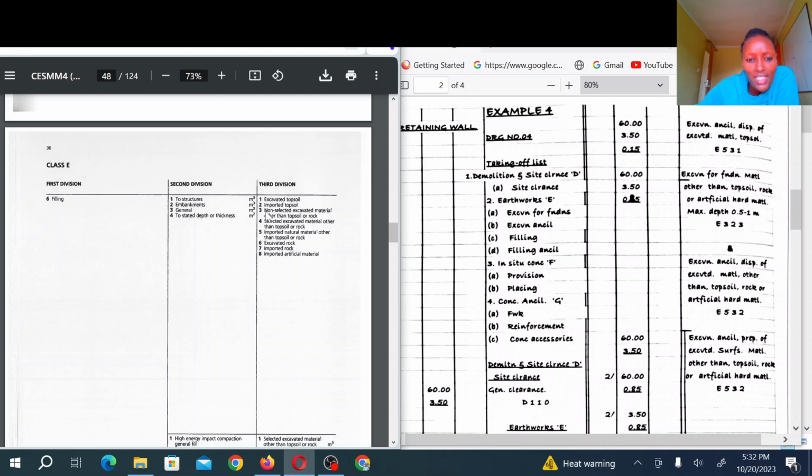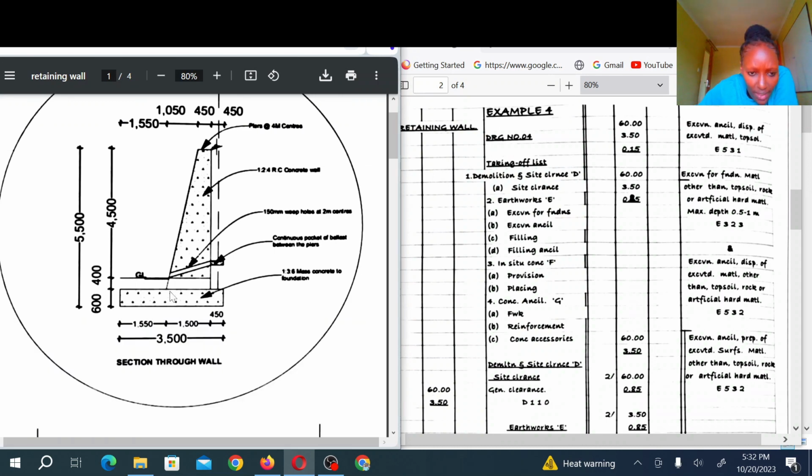It is filling to structures. It can be using excavated topsoil, imported topsoil, non-selected excavated material other than topsoil or rock, selected excavated material other than topsoil or rock. Now, after doing the excavation, we shall do the filling, whatever we shall use. For example, in our drawing, we can see that there is filling here, above the foundation. We shall fill it with some material, maybe not topsoil, or rock, or hard materials, anything.